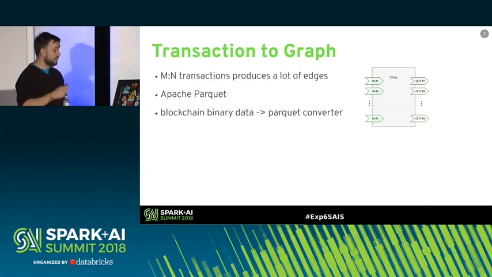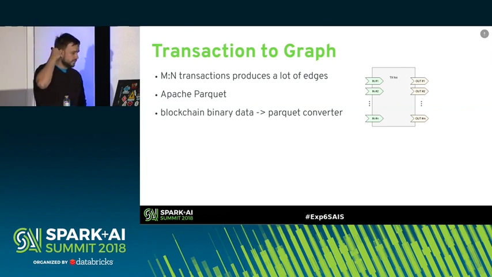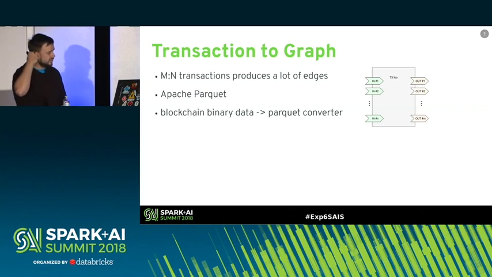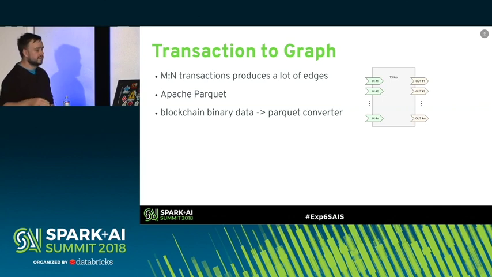So what I did, I used an open source library and created something called Apache Market Converter, which takes blockchain binary data and creates a couple of Parquet files that can be loaded by Spark, and you can use the GraphX or GraphFrames libraries on top of that.